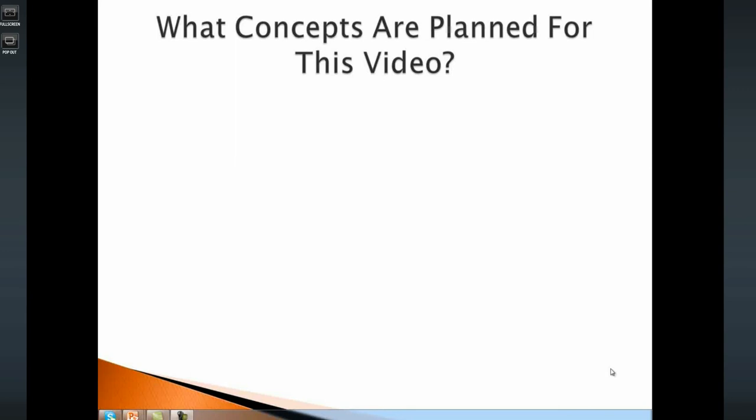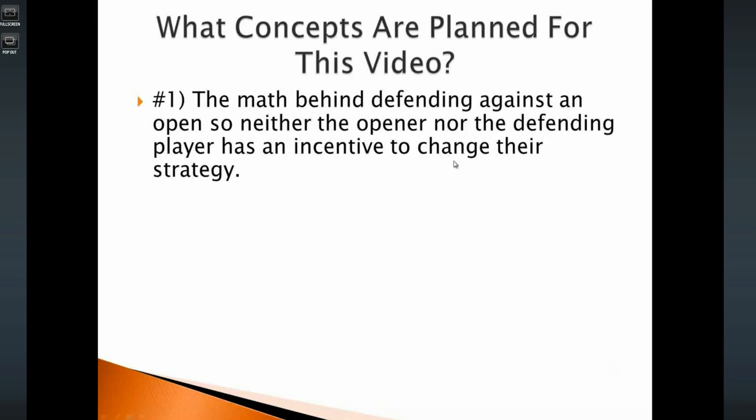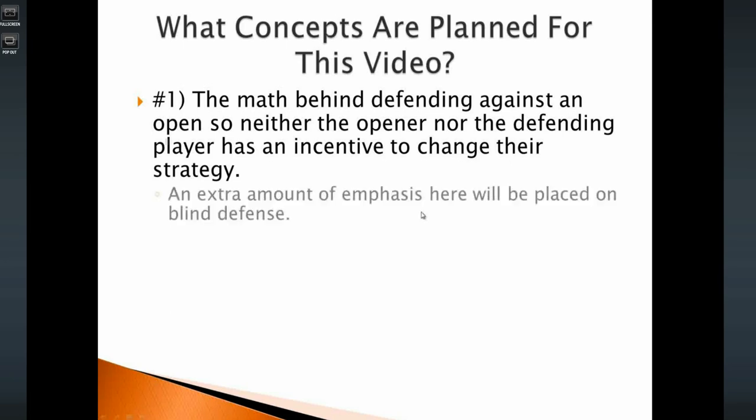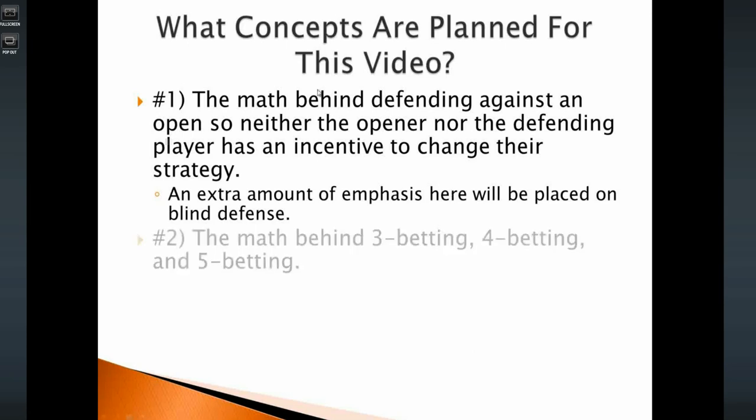What concepts are planned for this video? The math behind defending against an open so neither the opener nor the defending player has an incentive to change their strategy. An extra amount of emphasis here will be placed on blind defense. So we're really going to focus on blind defense in this video. It's going to cover all of pre-flop play because it's not very different whether someone opens in cutoff or middle position or under the gun or the button. You use sort of the same strategy. A lot of people have been requesting a blind play series. This will get the pre-flop aspect of that done. So we have that working for us.